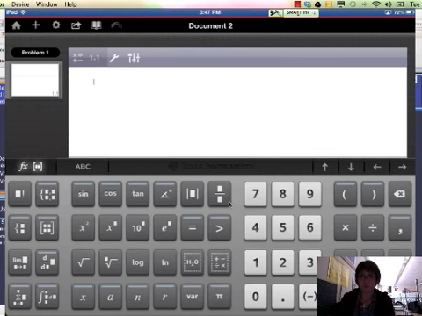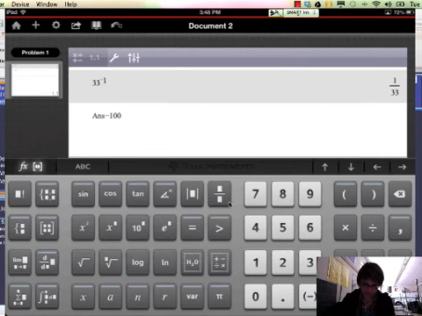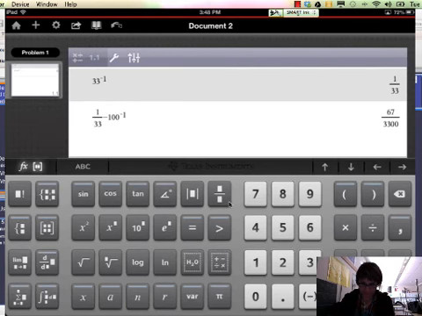Okay, so what I want to do is take the inverse of 33. So I type in 33 and then I just push x to the minus 1 on my calculator. And then that number is going to subtract 100 to the minus 1. And then finally I want to divide the whole thing by my time, 27.3 seconds.